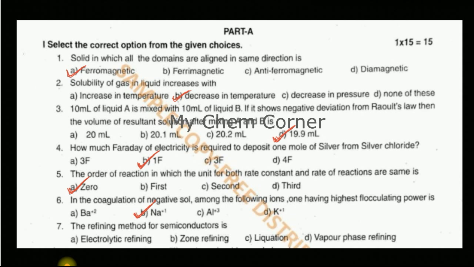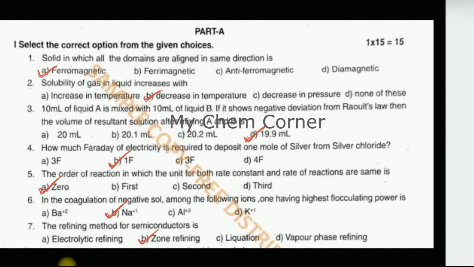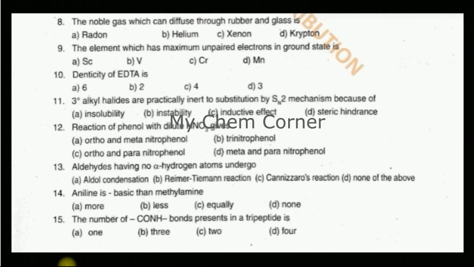Next one is refining method for semiconductors is going to be zone refining. This comes under metallurgy chapter. Alright, now next one, 8th question: noble gas which can diffuse through rubber and glass is helium. The diffusion that will take place through rubber and glass is going to be only helium.